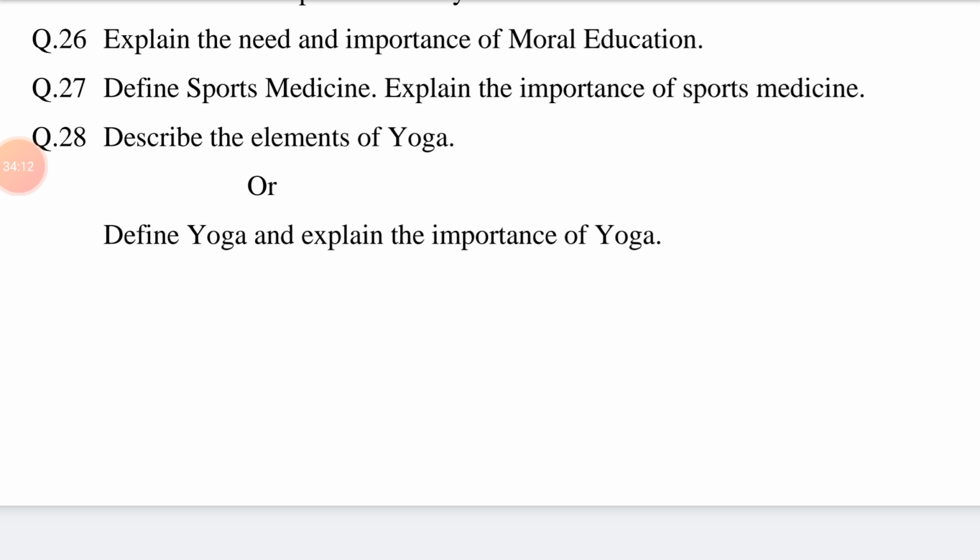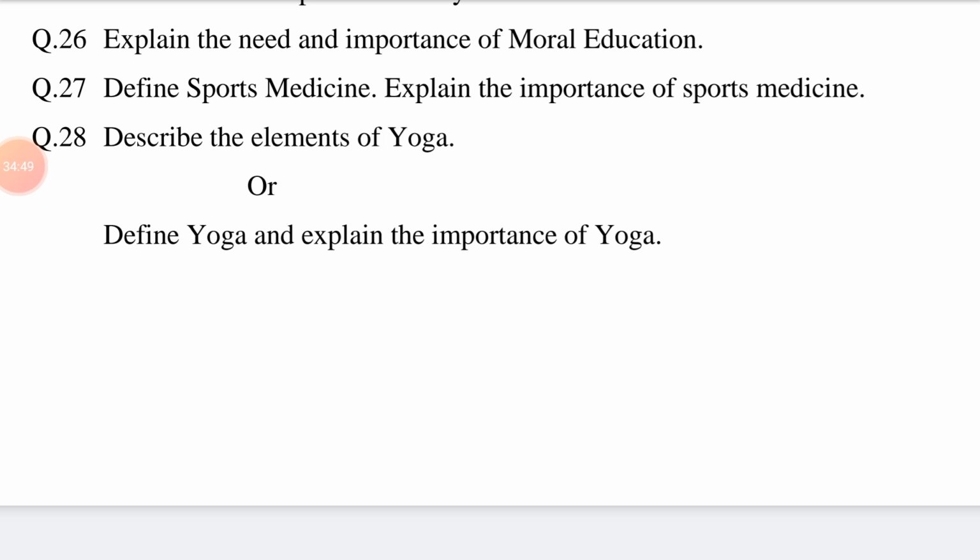Elements of yoga. There are 8 elements of yoga. The details of the yoga elements are as listed below. Number 1, yam. Yam consists of 5 moral codes of conduct. Number 1, non-violence or ahimsa. Second, truthfulness or satya. Third, non-stealing or asteya. Fourth, celibacy or brahmacharya. 5, non-possessiveness or aparigraha.